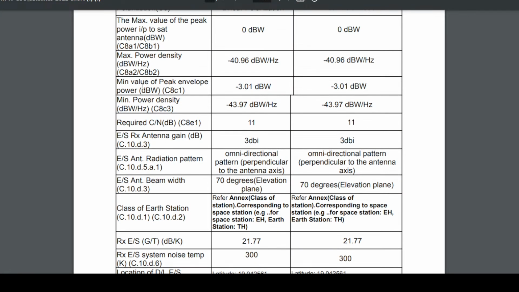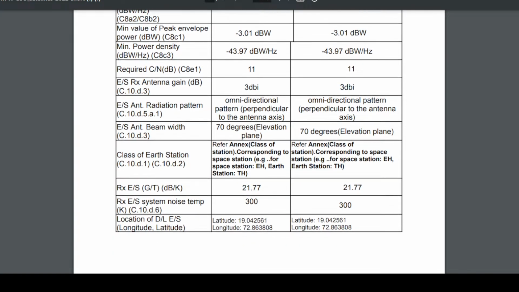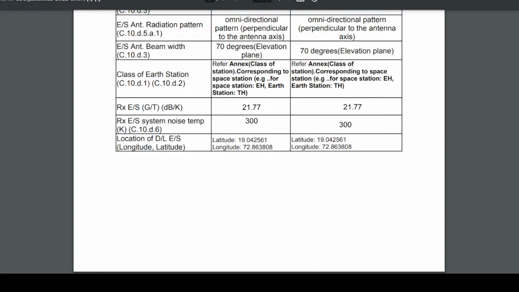Basically, the minimum value of peak power and minimum power density changes because of the satellite's limitations. It cannot receive or it goes even lower than 0 dB, which was present in the Earth station. So that's the difference when receiving and transmitting. So now we will move to the software where we have imported the values and filing.